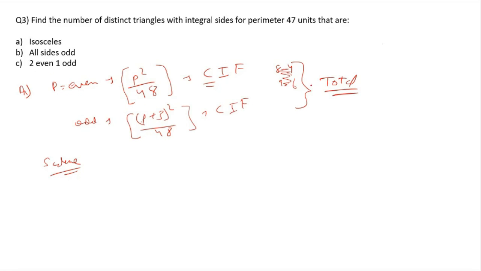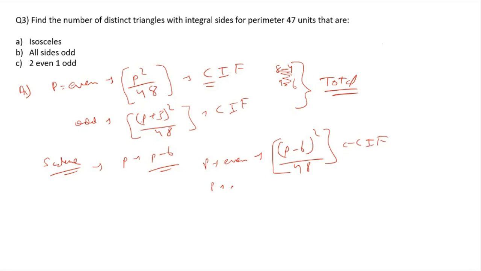So this is the formula for the total number of triangles. If we are doing it for scalene triangles, where all sides are different, it will be a subset of this. So just replace P by P minus 6 in the above formula. So if the perimeter is even, the number of scalene triangles, if I replace P by P minus 6 here, will be P minus 6 whole square by 48. Again, the closest integer function.